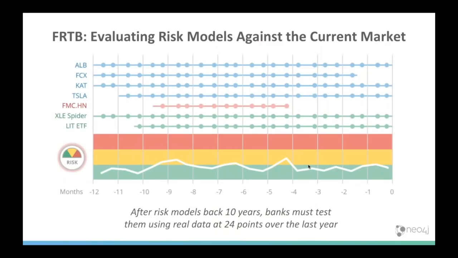Another part of the FRTB requirements is to be able to test the model. So once you have your model established and you understand how you're going to aggregate risk and calculate that, you need to be able to demonstrate that the model works back over 10 years' worth of data. And then going forward, you need to demonstrate every year, using 24 real data points at different dates throughout the year, that your model works and that it keeps the right amount of risk in place, right?